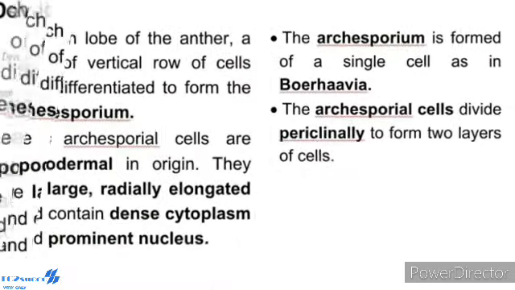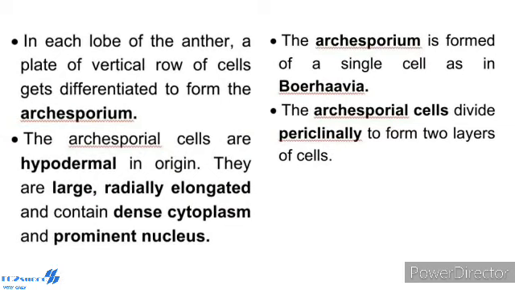In a dithecous anther, the anther soon becomes four-lobed, and in each lobe a microsporangium develops. In each lobe of the anther, a plate of vertical row of cells gets differentiated to form the archesporium. The archesporial cells are hypodermal in origin. They are large, radially elongated, and contain dense cytoplasm and a prominent nucleus. The archesporium is formed of a single cell, as in Boerhavia.